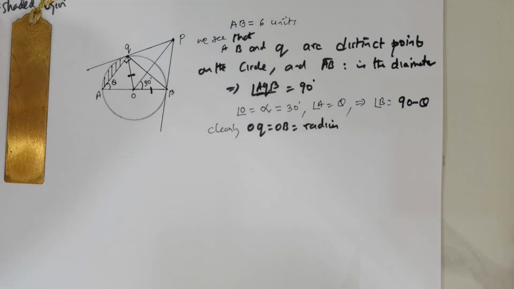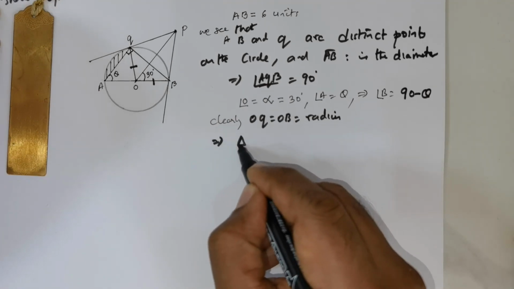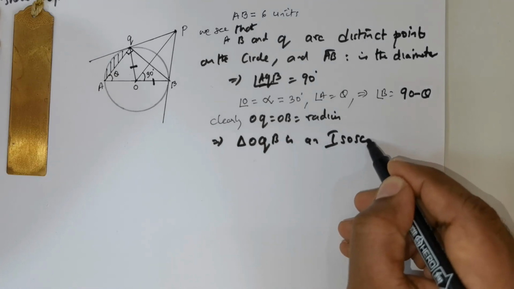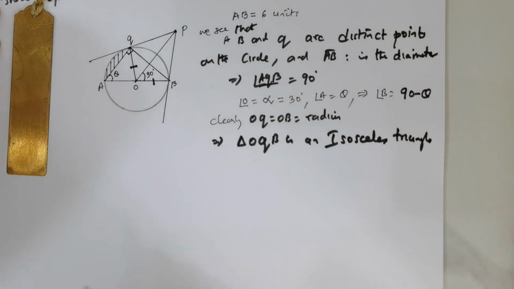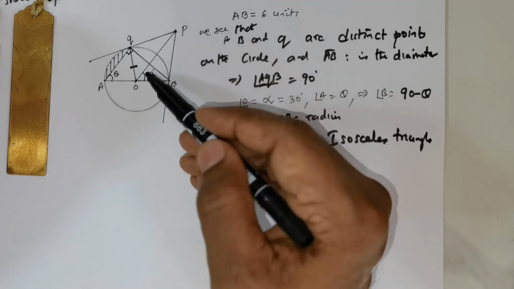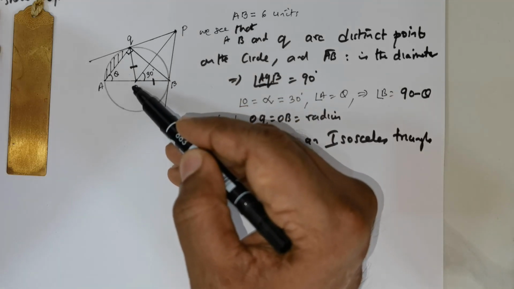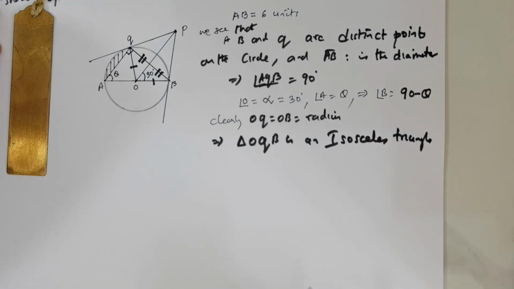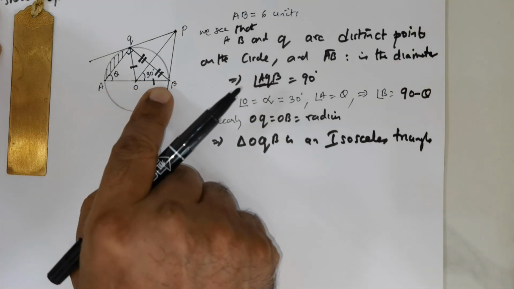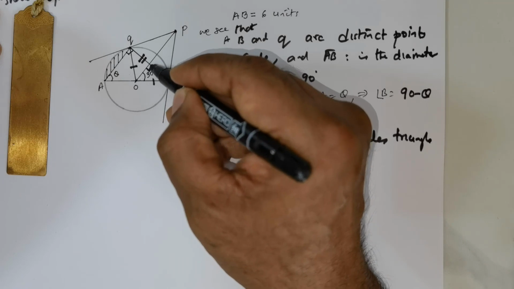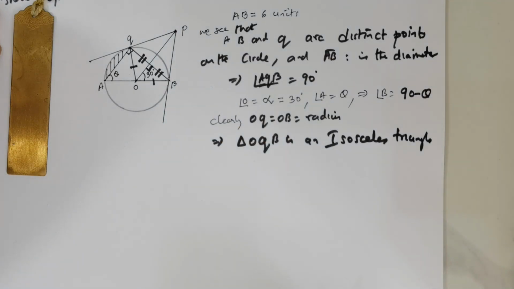Fair enough. Now this would mean triangle OQB is an isosceles triangle. Now if you were to drop a line from the head vertex of the isosceles triangle, that line would divide the base into two equal parts. So that is why I am drawing it as equal. Now that in turn would mean this is going to be 90 degrees, right? That is a very important observation.